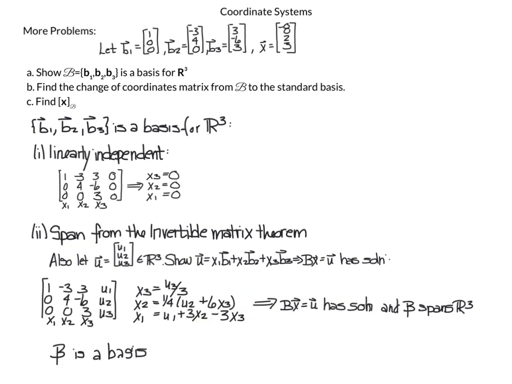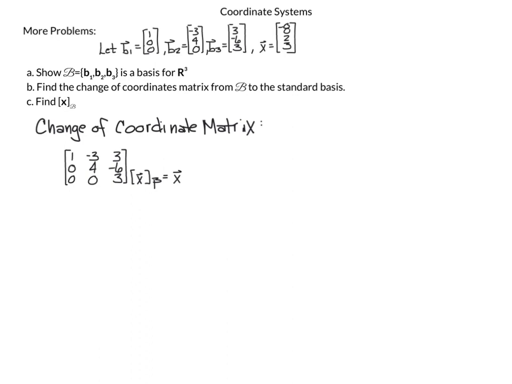So the idea is once I give you a U with numbers, like 2, 4, 6, you would be able to solve for x1, x2, x3, such that x1 B1 plus x2 B2 plus x3 B3 would equal U. So Bx equals U has a solution, and therefore the set B1, B2, B3 spans R3. And therefore, since this set is both linearly independent and also spans R3, B is a basis. Our set B is a basis. Part B of this problem is to find the change of coordinates matrix from B to the standard basis.